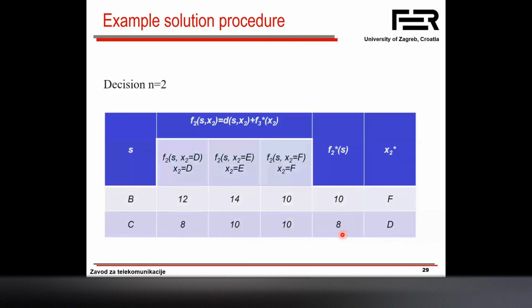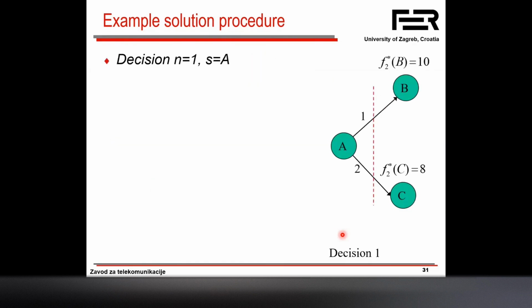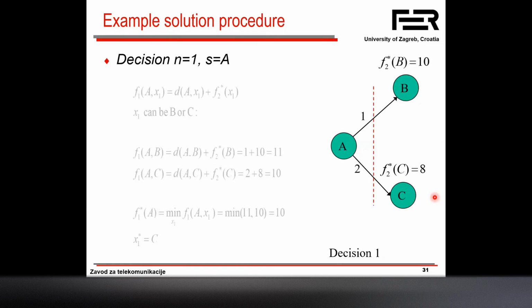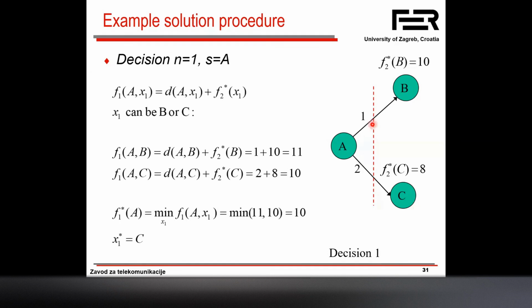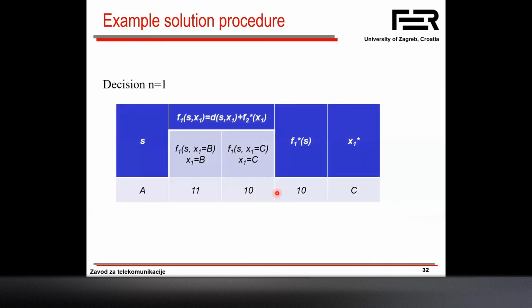Just to get to the first decision, decision point number 1, where I decide whether to go to B or to C. I know that if I'm in B, from B onwards, the path is going to be 10. If I go to C, from C onwards, it's going to be 8. So in this case, my overall path, if I go from A to B, is going to be 11. If I go from A via C, it's going to be 10, and that will be the optimal path. So the optimal path length will be 10.